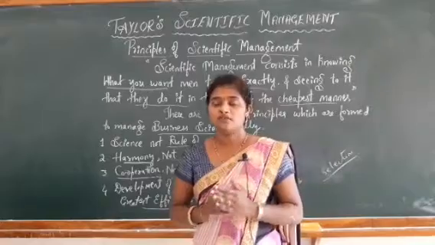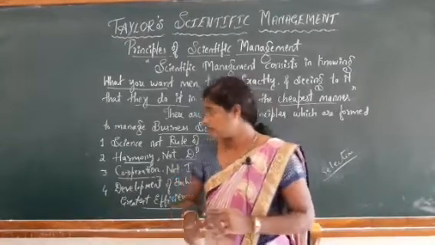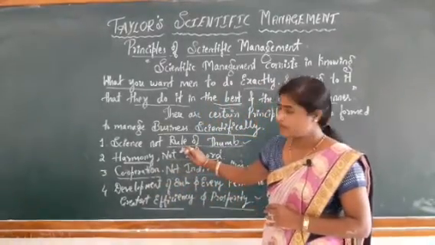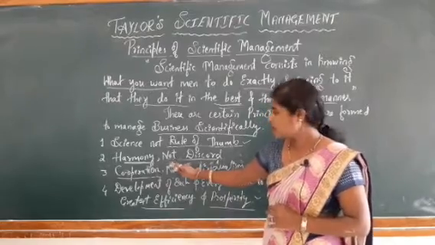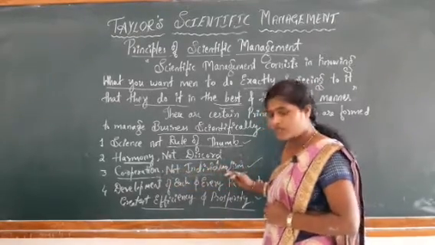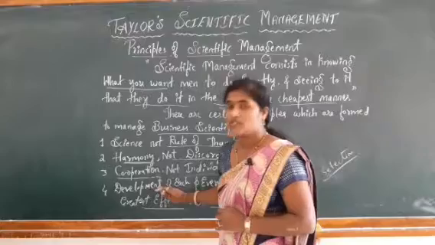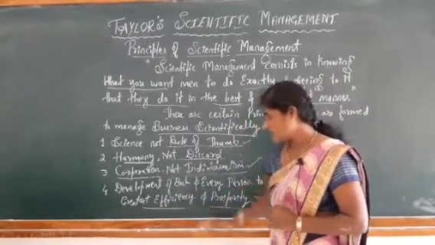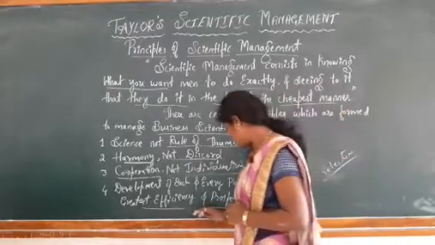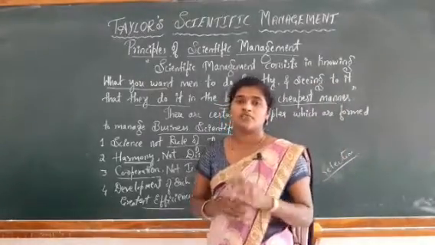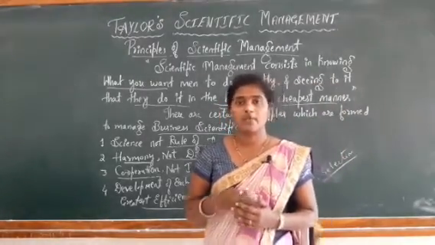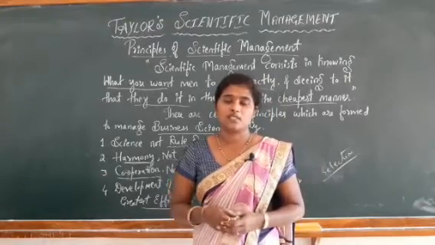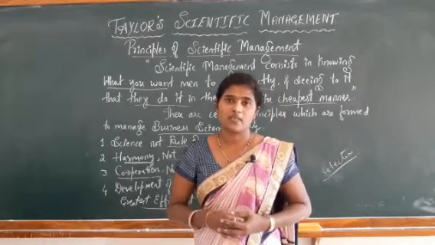So there are mainly four principles of scientific management. First, science, not rule of thumb; harmony, not discord; cooperation, not individualism; and development of each and every person to his or her greatest efficiency and prosperity. Okay, so these are the four important principles of scientific management. In the next class, we are going to discuss the techniques of scientific management.